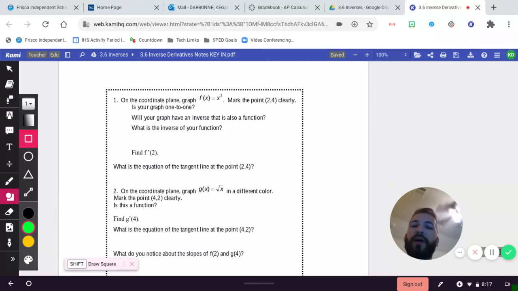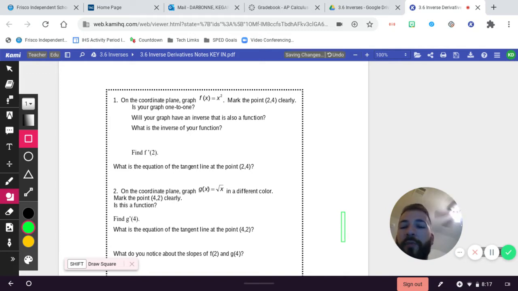Today we're going to be talking about inverse derivatives. We're going to be looking at inverse derivatives in two different ways. We're going to be finding inverse derivatives of all functions in general using what we call the inverse derivative formula. And then we're going to be finding specifically the derivatives of inverse trig functions. But first, let's talk about what we know and what we don't know about inverses.